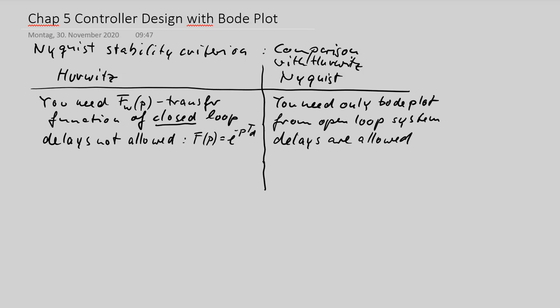And finally, one disadvantage appears in Nyquist. The bode plot criterion is different from the polar plot criterion. There are two criteria in Nyquist. We only use the special criterion, which works on the bode plot. Then the open loop system must be stable. Here we can say unstable processes are allowed.